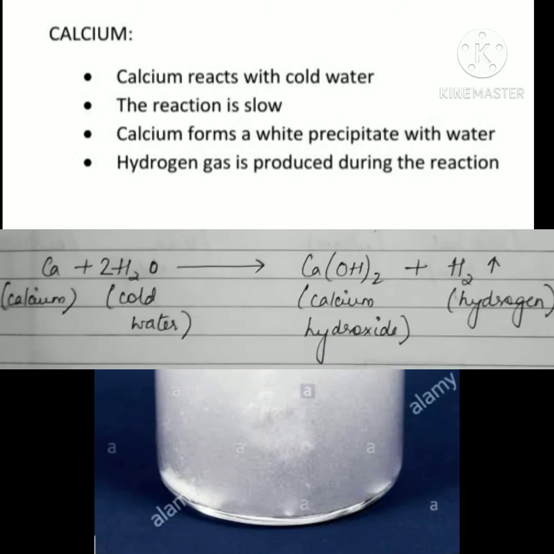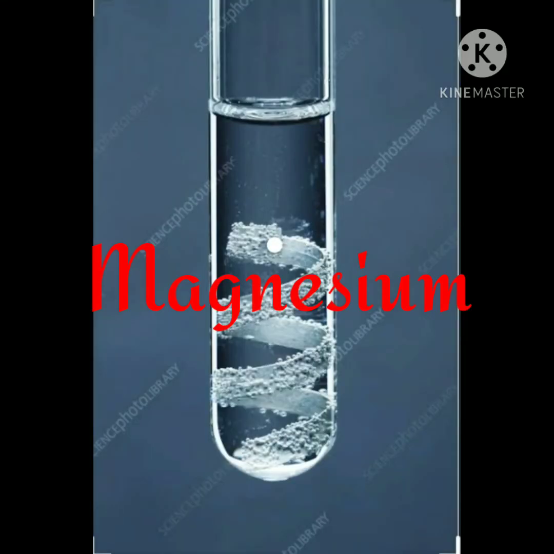Let's look at the equation. Ca, that is calcium, reacts with H2O, water, that is cold water, to produce Ca(OH)2, that is calcium hydroxide, and H2, that is hydrogen, upward arrow to indicate it is a gas. The next metal is magnesium.